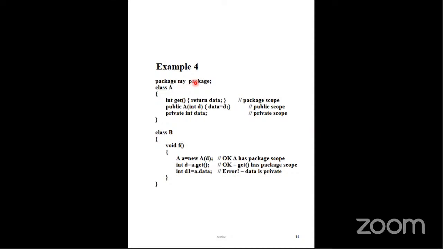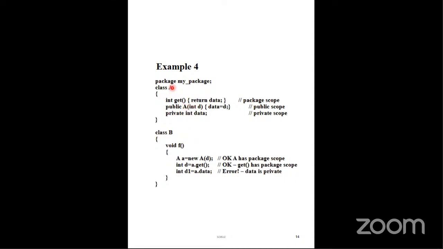Package my package, class A. Then I have a private data member, integer data, in class A. See, class A and class B both belong to my package only in this example. So they are in the same package, so class A and class B can see each other. They are visible to each other.